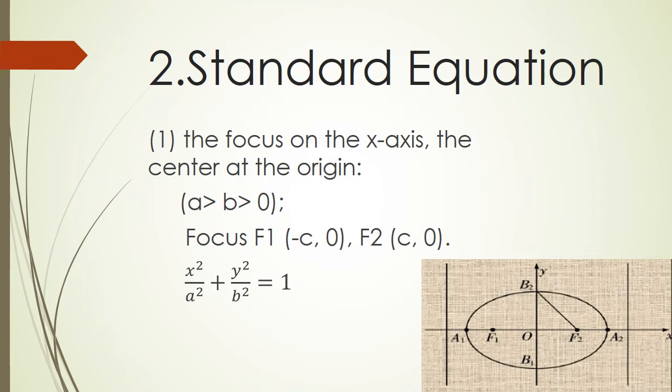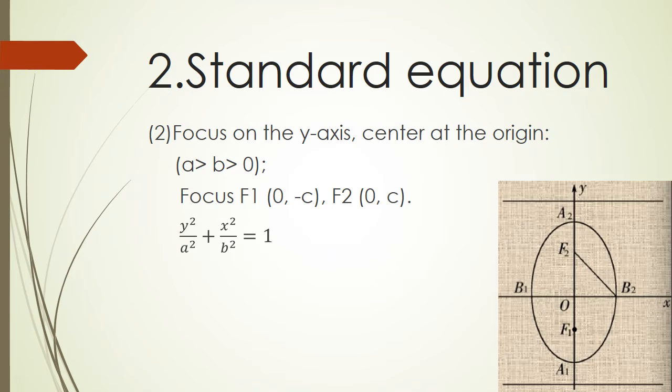Standard equation. The first one has the focus on the x-axis and the center at the origin, a greater than b greater than 0. Focus F1 is (-c, 0), F2 is (c, 0). X squared over a squared plus y squared over b squared equals 1.